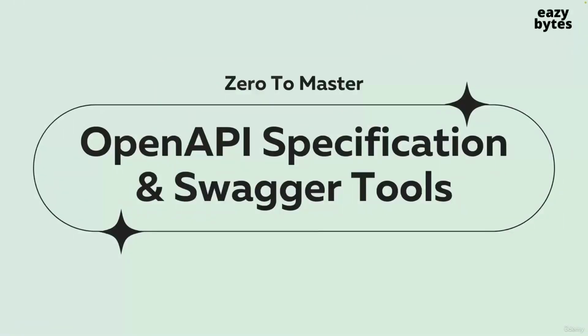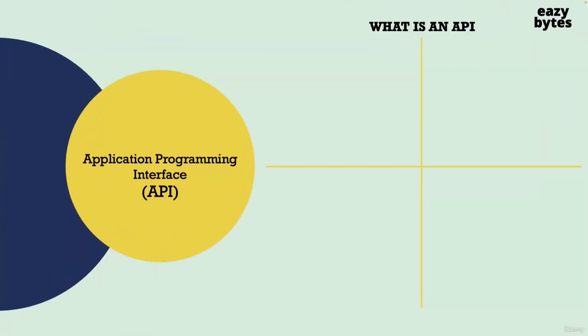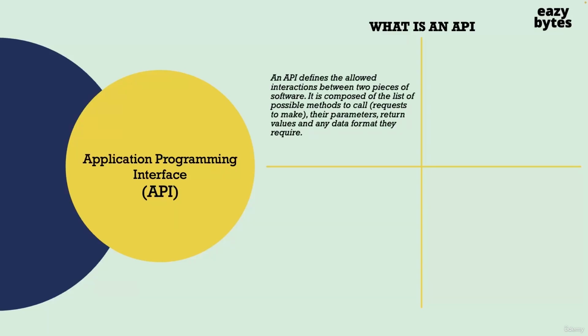Bye. So now you have decided to learn about OpenAPI specification along with the Swagger tools. But before we jump into the discussion about OpenAPI specification, let's spend a few minutes talking about what an API is. API means application programming interface. That's the full description of API. If you ask me for the exact definition of API, I would say an API defines the allowed interaction between two pieces of software.